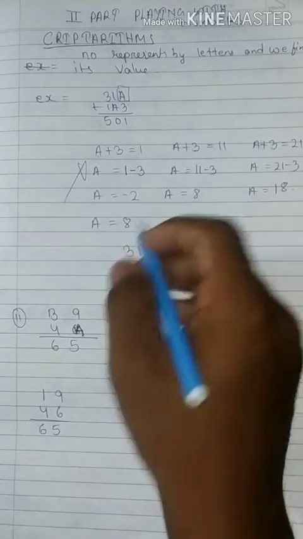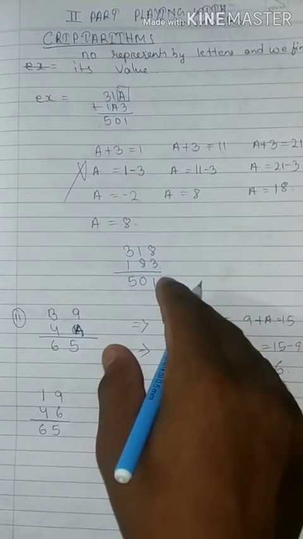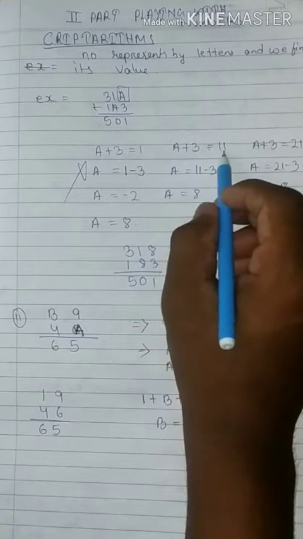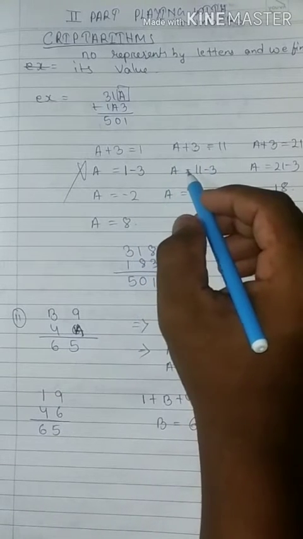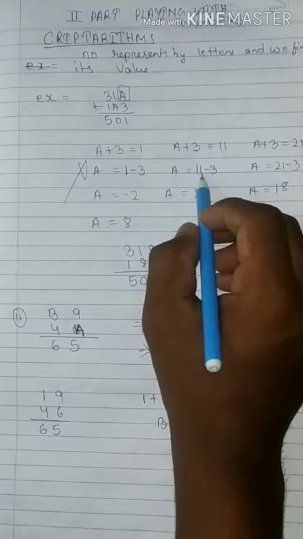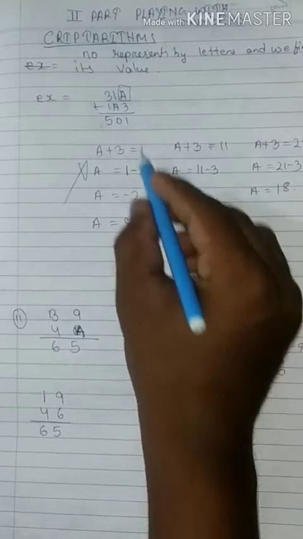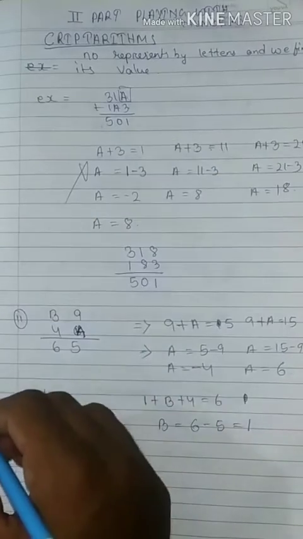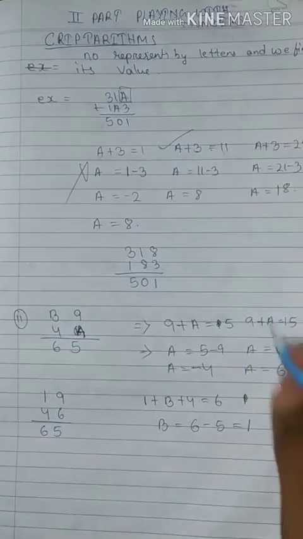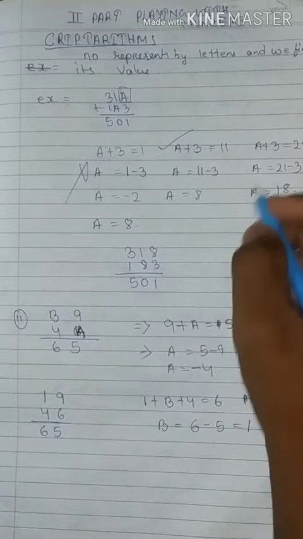Now A plus 3 is equal to 11. Then A is equal to 11 minus 3, then A is equal to 8. Then 8 plus 3 is equal to 11. It is coming. And again we will go a little ahead.